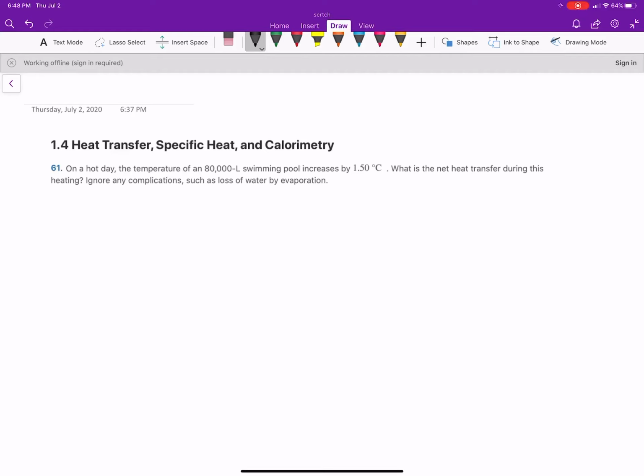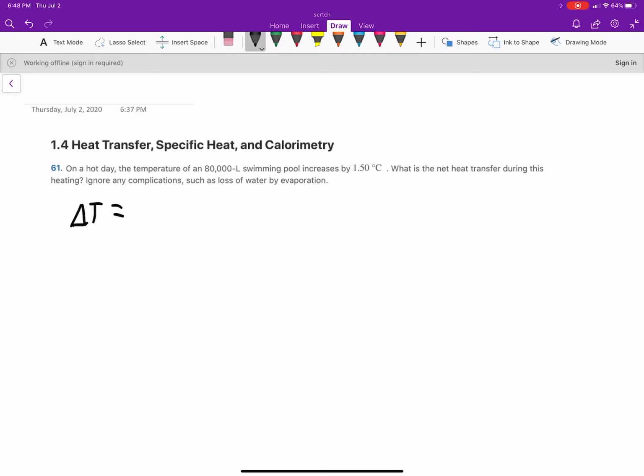Okay, so we have a problem which says on a hot day, the temperature of an 80,000 liter swimming pool increases by 1.50 degrees Celsius. What is the net heat transfer during this heating? Ignore anything such as loss of water by evaporation. So let's start by writing down what we know.